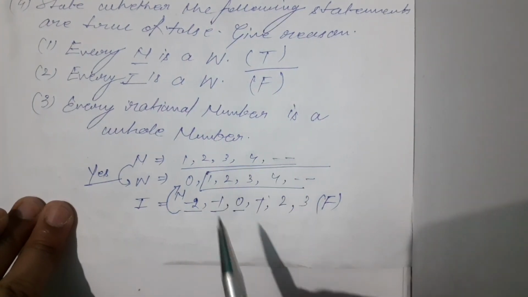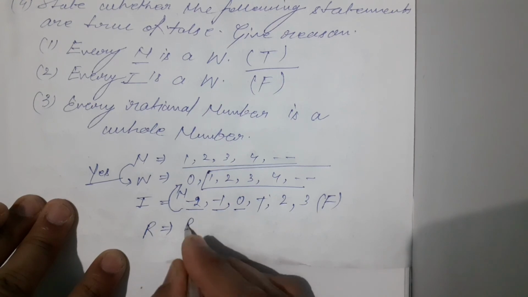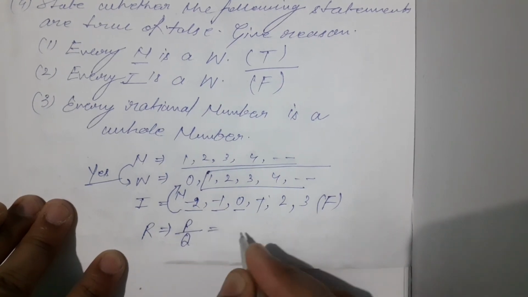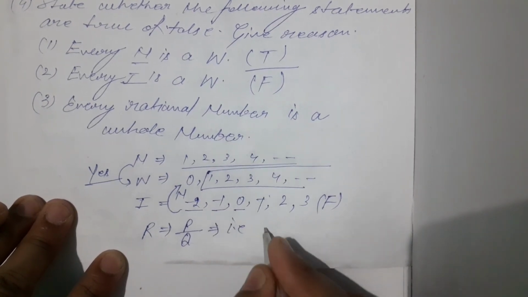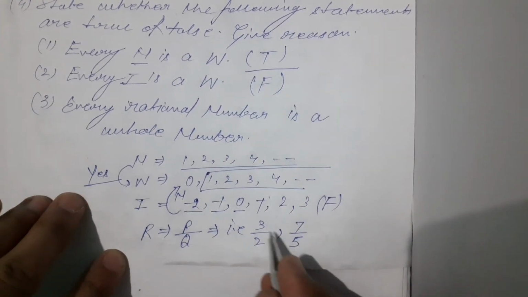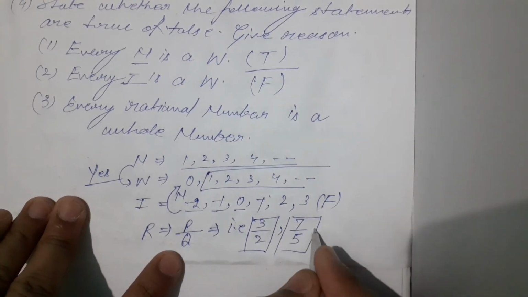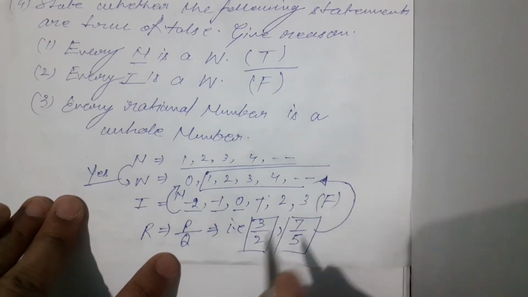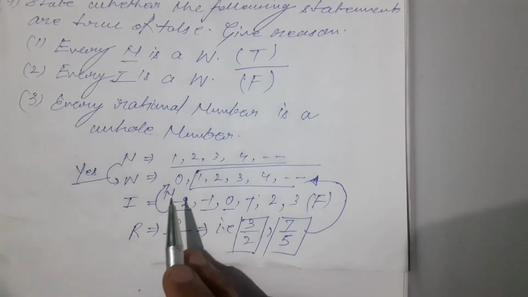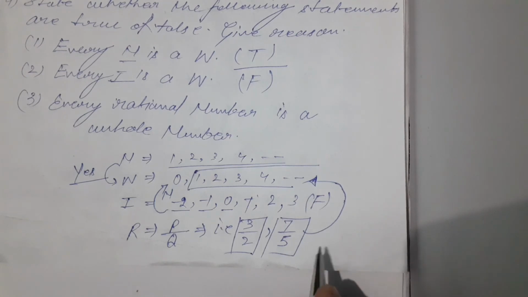Every rational number is a whole number. A rational number is always represented in the form of p upon q. For example, 3 upon 2, 7 upon 5. So 3 upon 2 and 7 upon 5 are not whole numbers. So a rational number will not necessarily be a whole number.